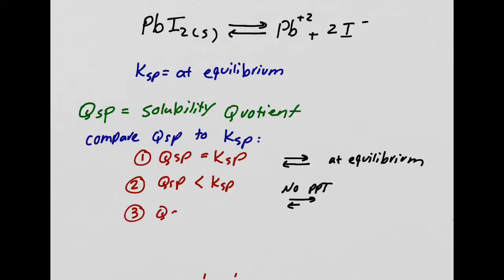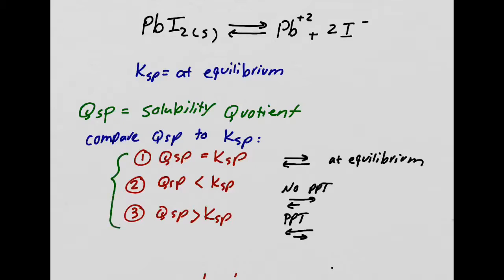Now, what happens if Qsp is more than Ksp? We just did less than. If a value is higher than Ksp, what does that mean? That means we are beyond saturation. There is PPT. You cannot dissolve any more solid. And if I had to draw an equilibrium arrow, this is what I would draw.